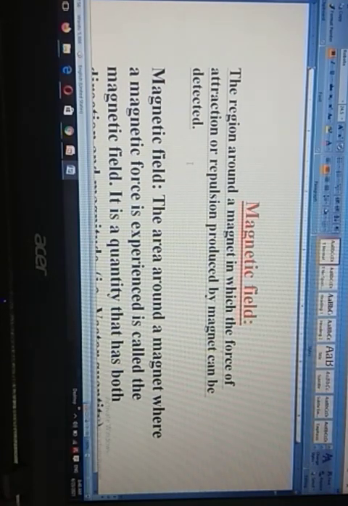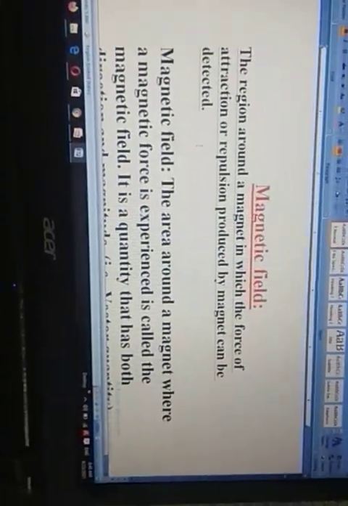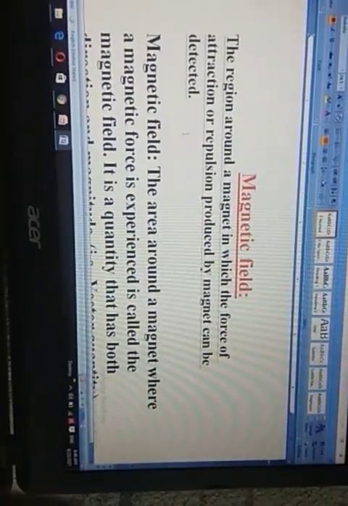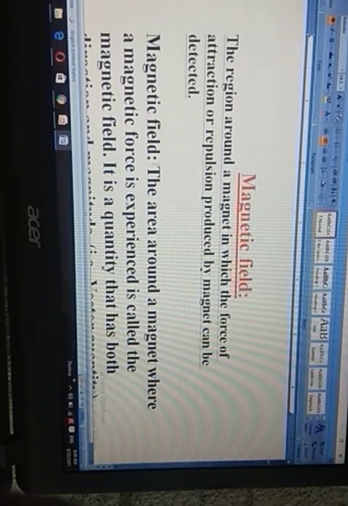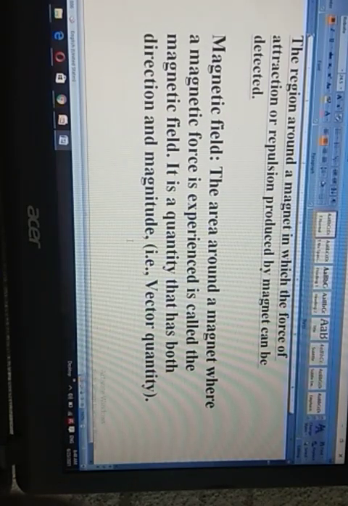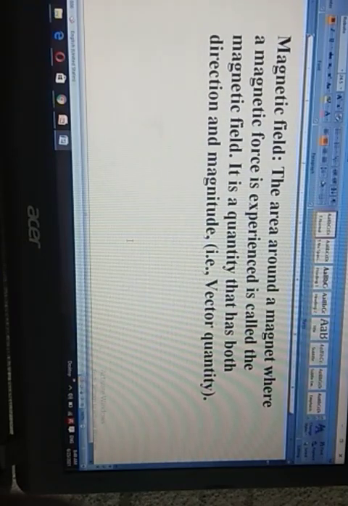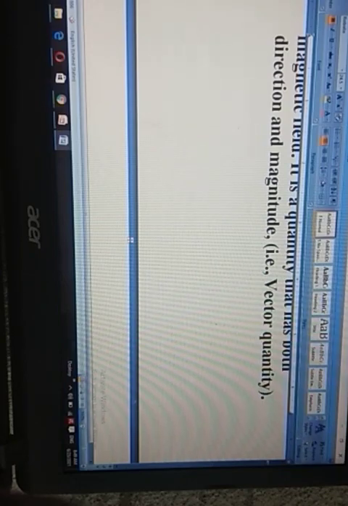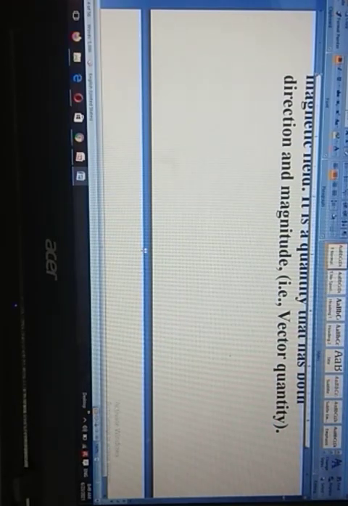So what is a magnetic field, students? The region or area around a magnet in which the force of attraction or repulsion produced by the magnet is detected. So a magnetic field is an area around a magnet where the magnetic force is experienced. It is a quantity that has both direction and magnitude, so it is said to be a vector quantity.